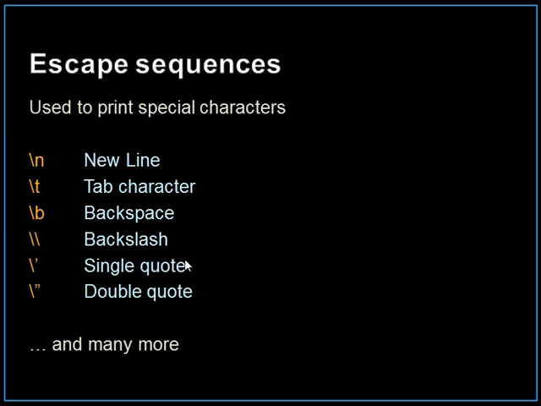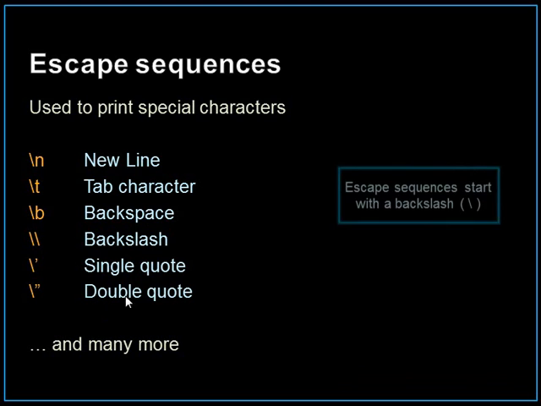Now let us look at what are the different types of escape sequences. As I said, escape sequences are used to print special characters. So you have a new line character, a tab character. To print a new line, you use \n. To print a tab, you use \t. Remember that this is a backslash. For backspace, \b. For backslash, if you want to print a backslash, you have to use 2 backslashes, because if you use 1 backslash, it will confuse the compiler or the printf function whether this is an escape sequence or a backslash. For a single quote, you have to use backslash single quote. For double quote, backslash double quotes.